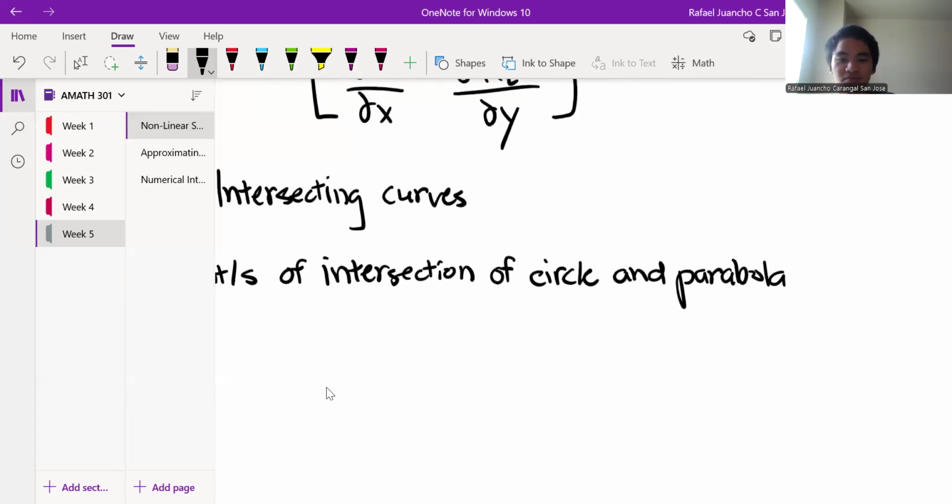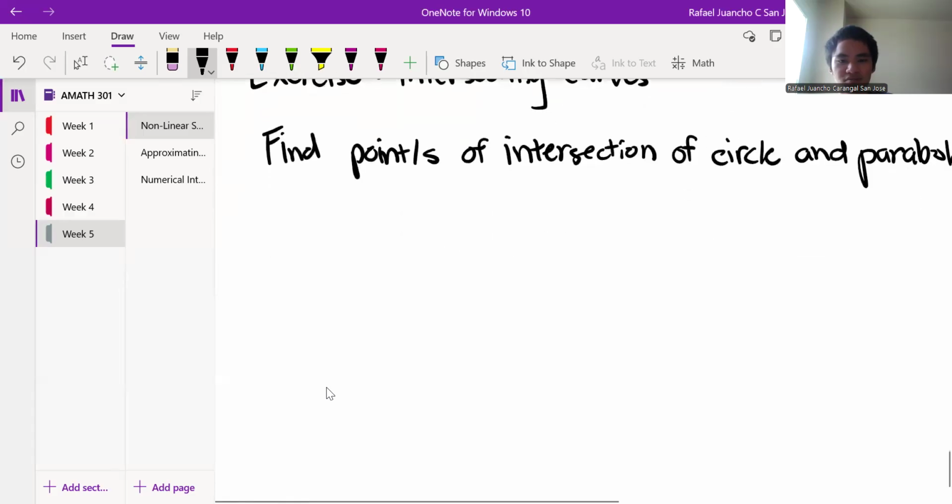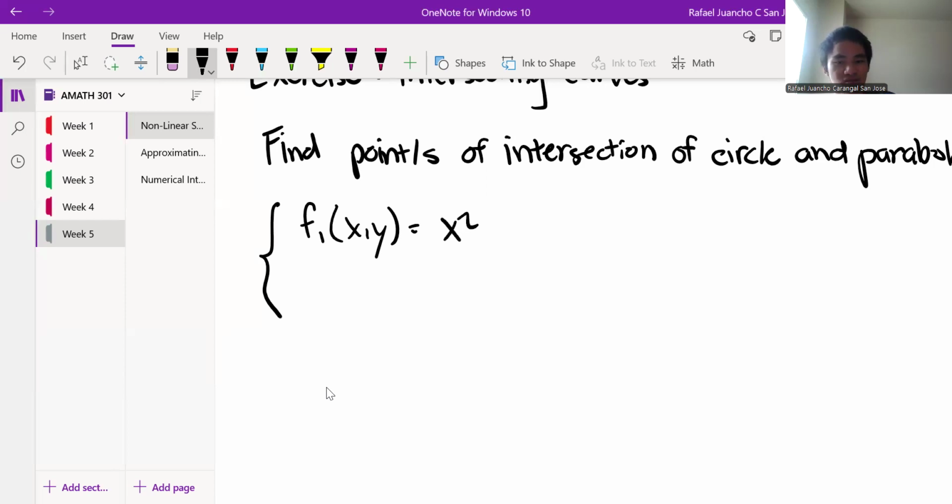And some parabola. So how do we do this? Well, I'm going to go through coming up with the function. So my f sub 1 is a circle. This is going to be x squared plus y squared, or I'm going to make this minus 4, equals 0. This is a circle of radius 2, right?